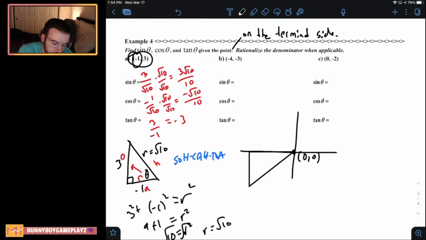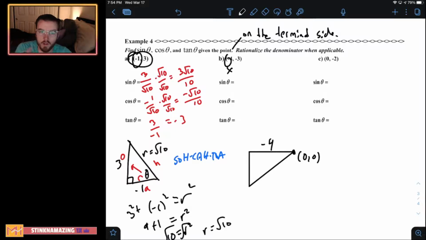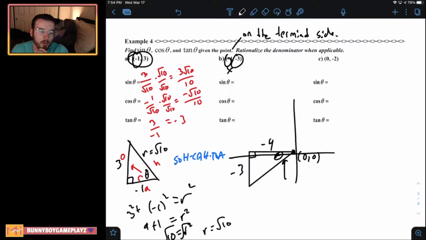But I don't need to draw all of that. I just know that there's a triangle with a base of -4, because that's the x value, the horizontal change, and a height of -3. And this is theta. Okay? Theta is always there at the center, because again, this is a graph, and theta is always that point at the center of the graph, at the origin.